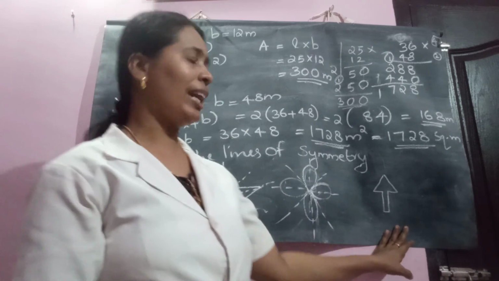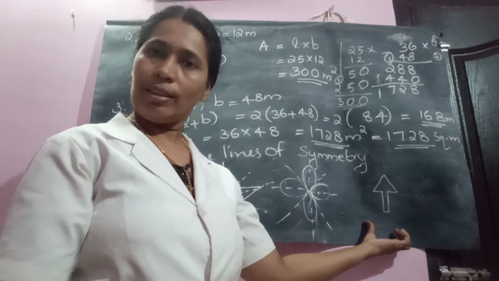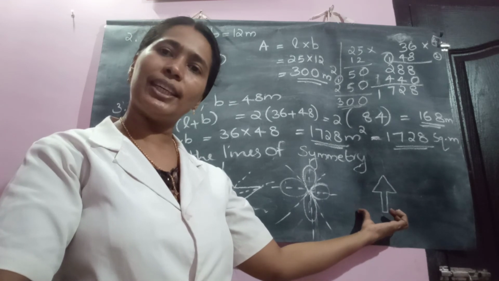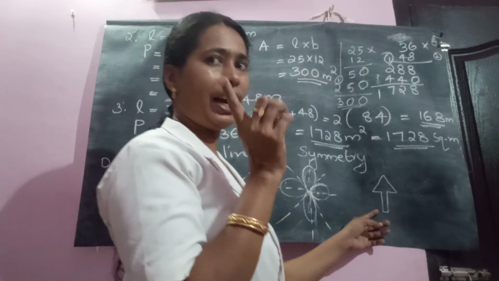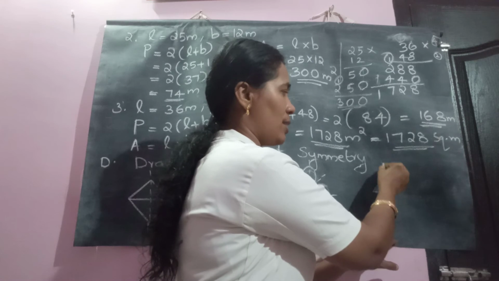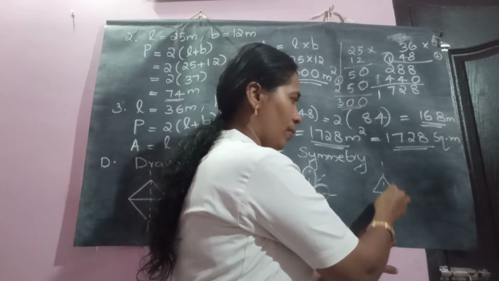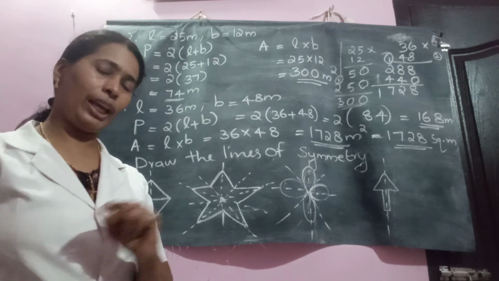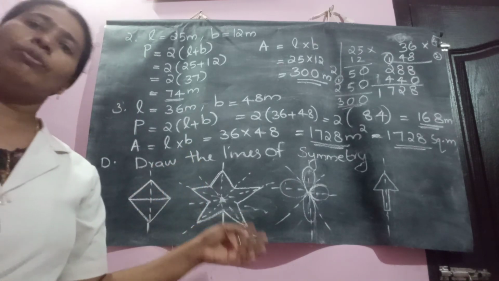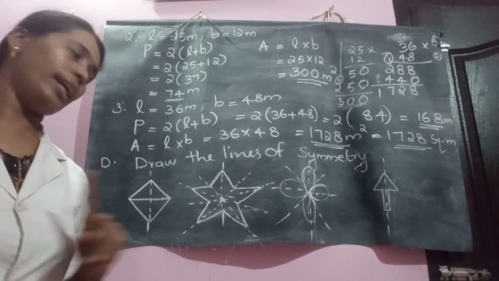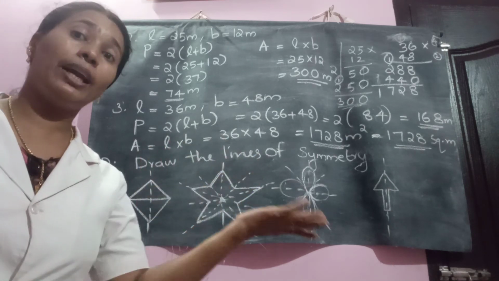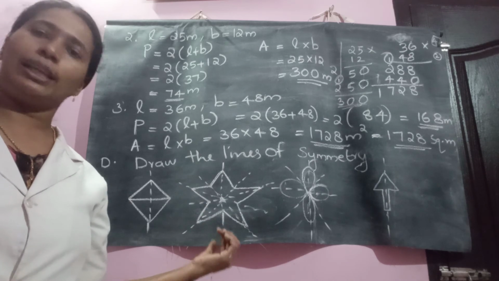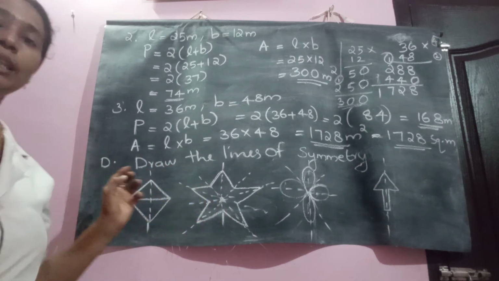But see this one, an arrow. The symbol of an arrow mark. How many lines of symmetry are there? Only one. Which way? Through the corner. Only one line of symmetry. So for some figures we have 1 line of symmetry, and for some others multiple lines of symmetry. Go through this one, and after completing this, our last question is E question.